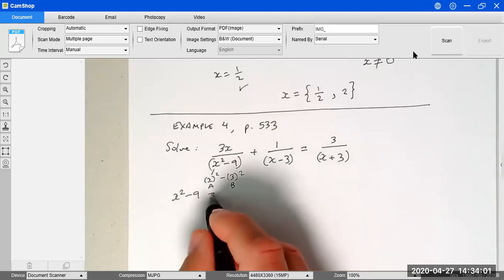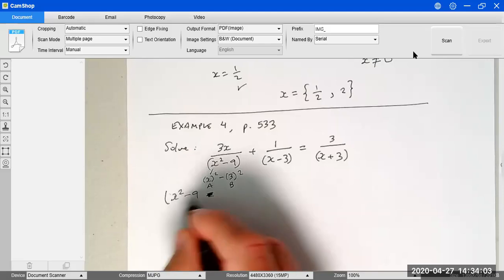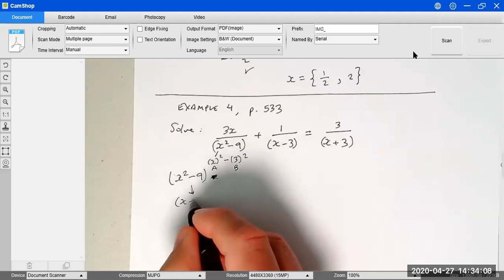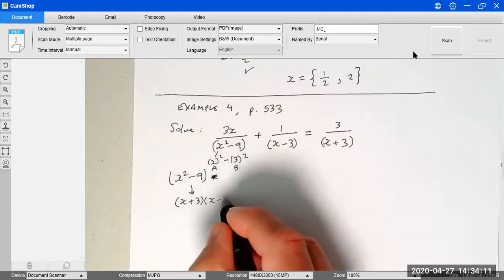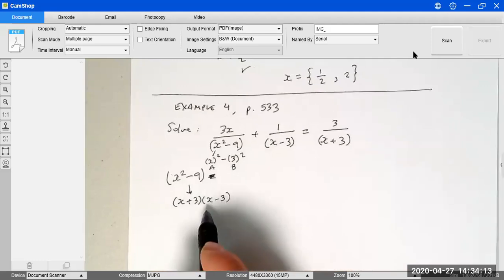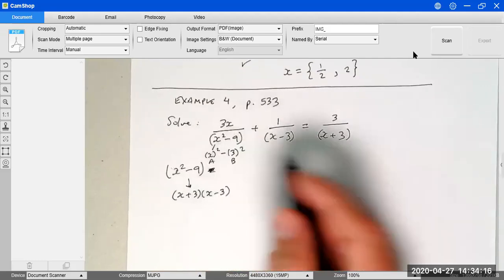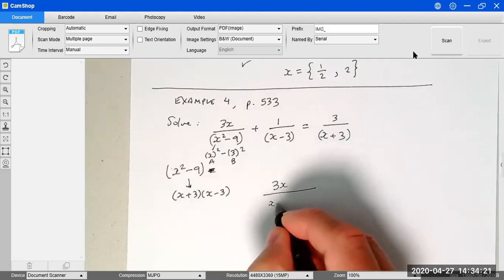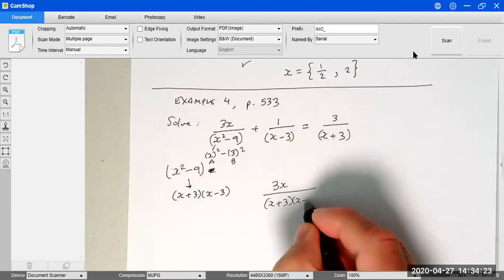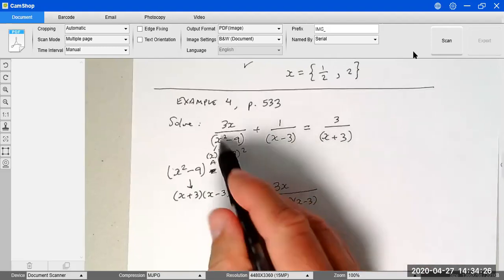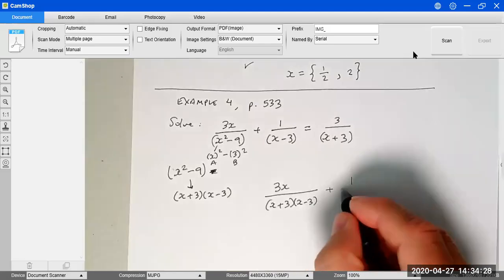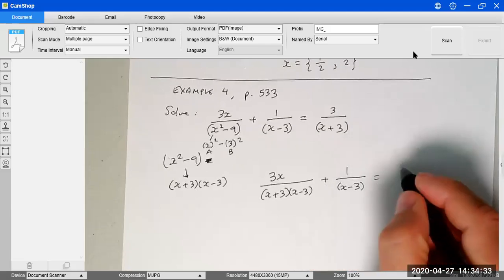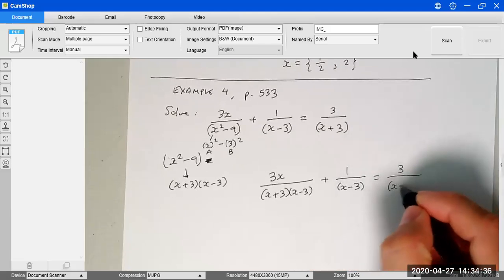So this denominator can be written as a plus b times a minus b. So x plus 3 times x minus 3. And the rest is going to be the same. So I'm going to rewrite this as 3x over x plus 3, x minus 3. That's my first rational expression. Then I have 1 over x minus 3. And this is going to be equal to 3 over x plus 3.